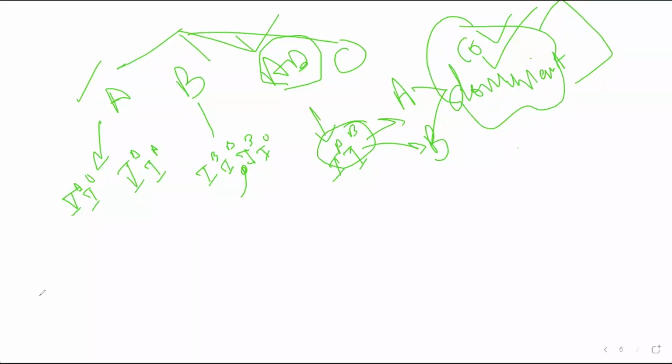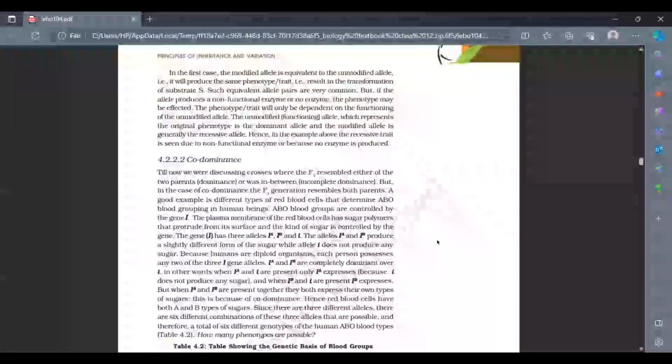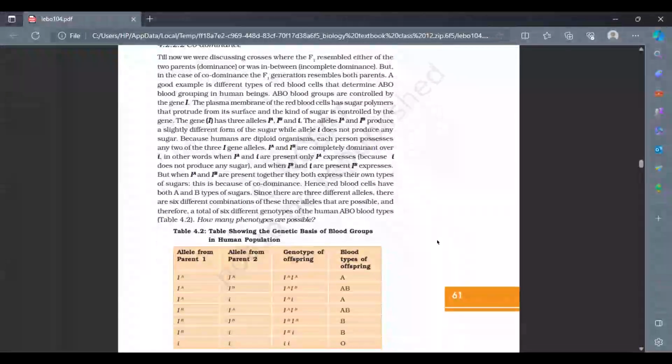So in today's lecture, we have studied some very interesting facts. We talked about Mendel's law, and we talked about the test cross also. We talked about the codominance condition. We talked about the incomplete dominance.